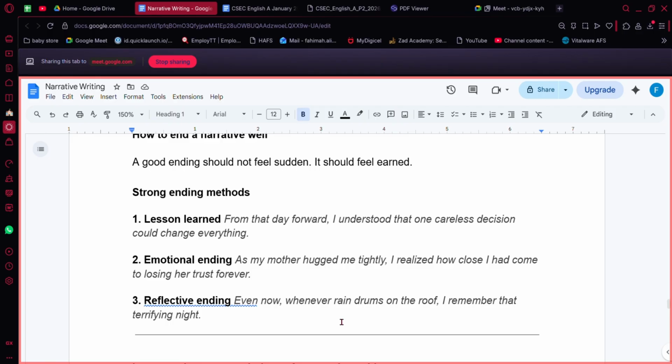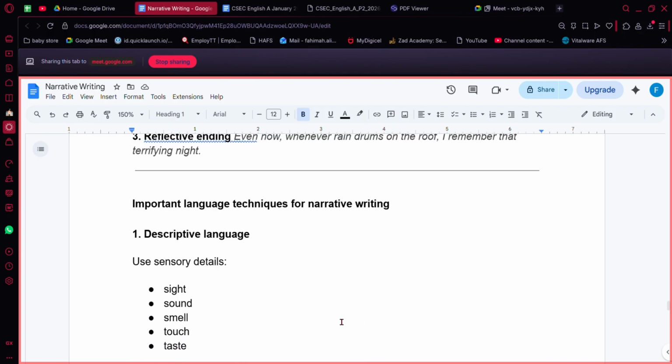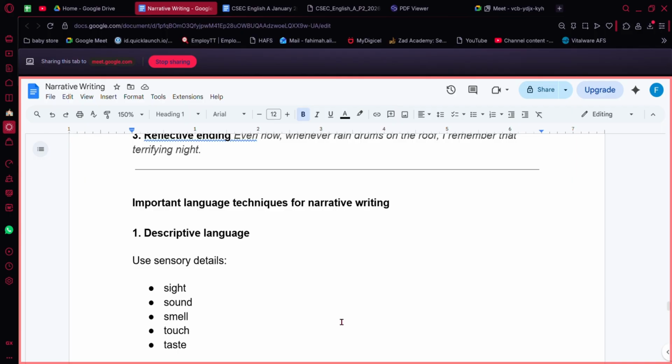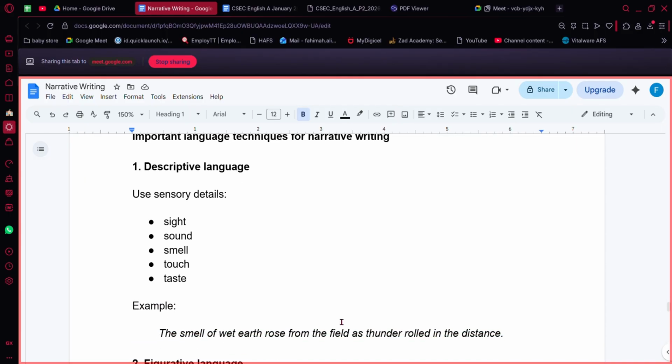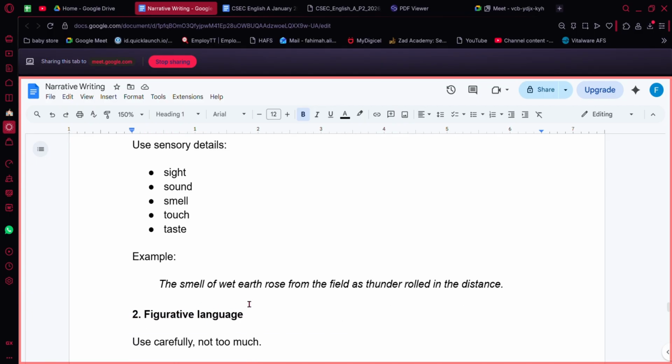Now some language techniques you should use in your story. Use sensory details. So always ask yourself, what do my characters see, hear, smell, touch, or taste? And write based on that. So for example, the smell of wet earth rose from the field as thunder rolled in the distance. When you write this, your readers are able to smell the wet earth. We are also able to hear the thunder. So we feel like we are actually in the story. It's just like when you're watching a movie and you're hearing the thunder in the movie and you're seeing all the colors on the walls and things. You feel like you're in the movie too. That is what you want your readers to experience when you write a story.